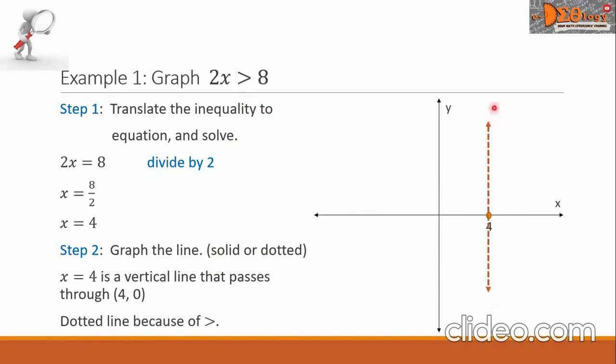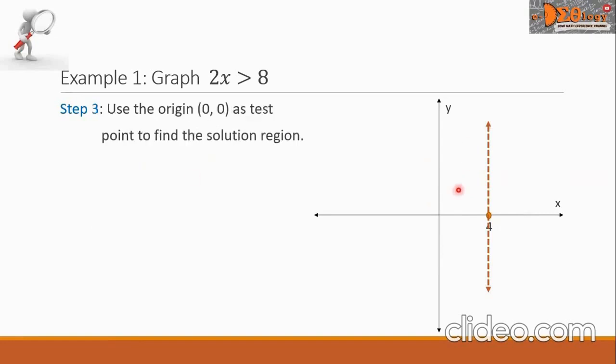When we draw the line, we are dividing the space of the rectangular coordinate system into two regions. One is on the right of this line, and it's here. The other region is on the left side of the line. Now, let us have step 3. Use the origin, (0, 0), as test point to find the solution region. It means to say, since we have two regions here, one of these regions will be the solution region.